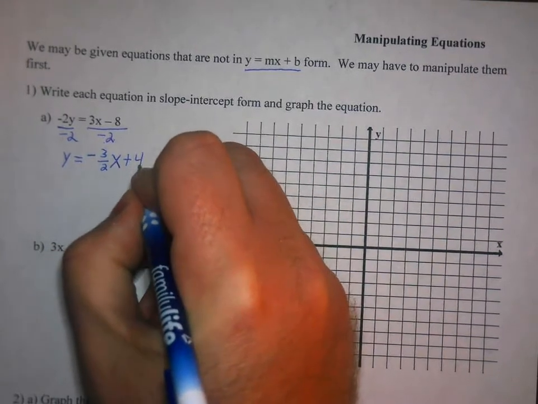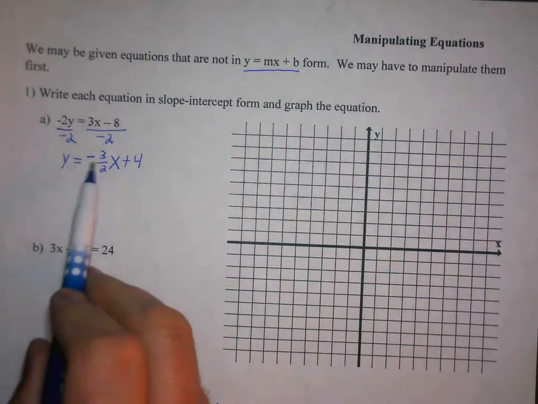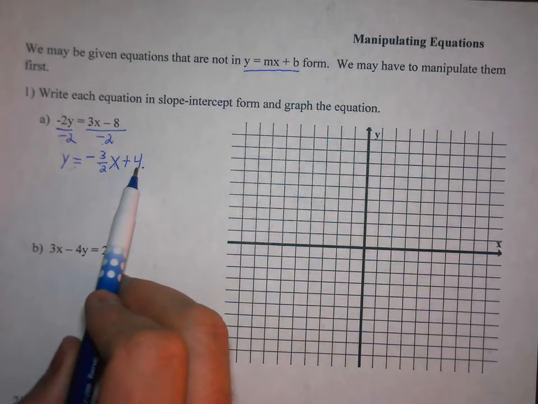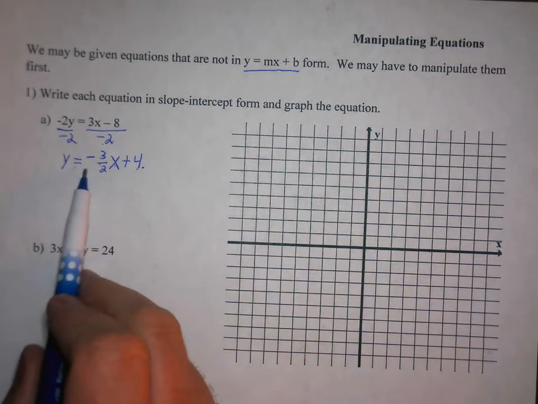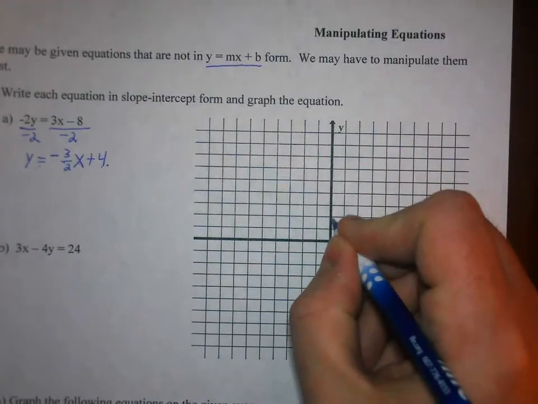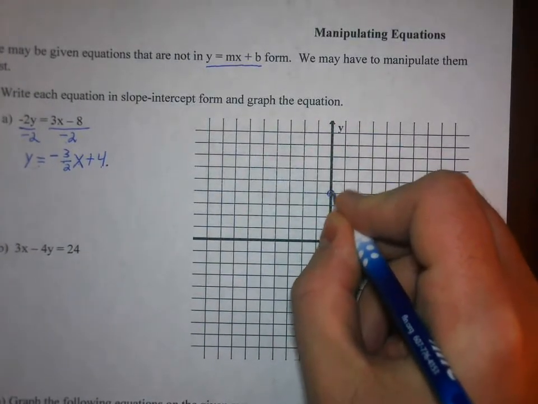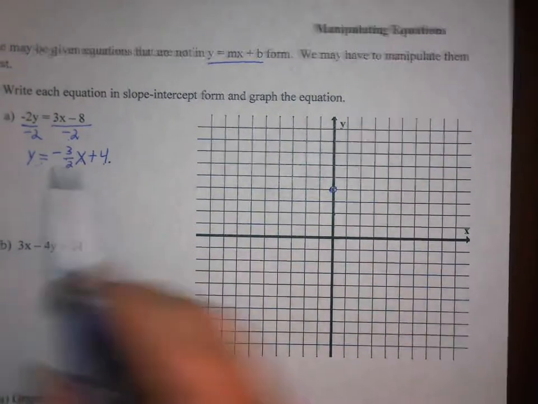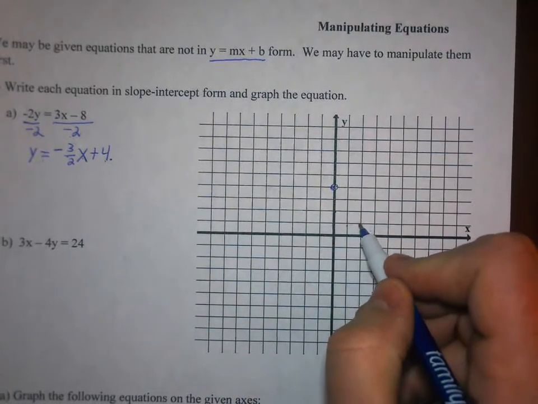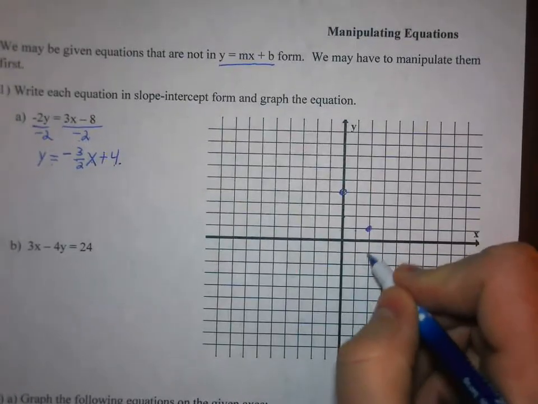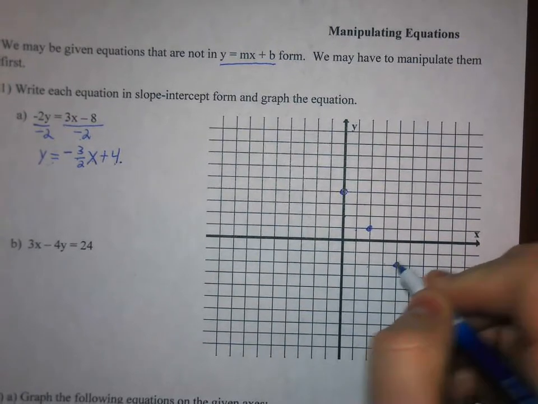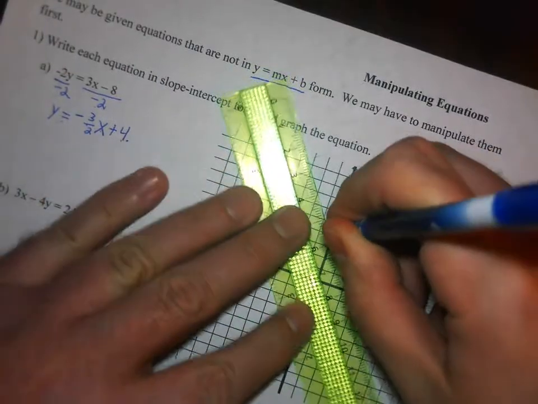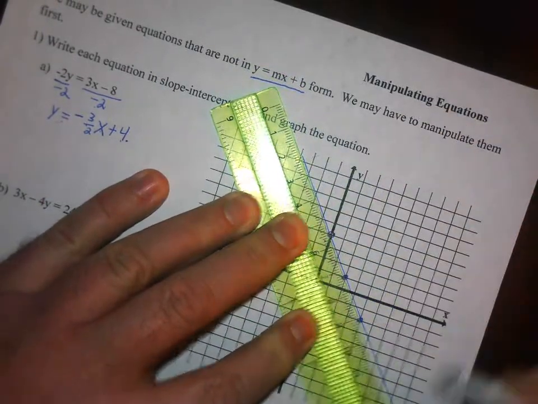and then -8 divided by -2, because you divide every term by -2, is +4. So now we have y equals mx plus b, and then we can plot the b, the 0, 4, and count the slope from that point. So we plot the point 0, 4, and then from that point, a slope of -3/2. Remember, that's down 3 to the right 2. And we can plot it that way. So then if we connect those together, that gives us that line.